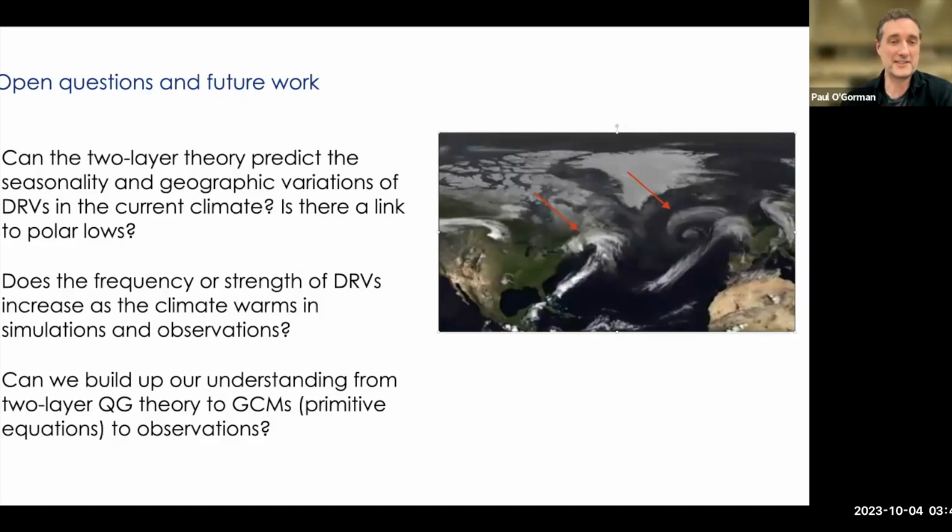I think a big question is, does the frequency or strength of diabatic Rossby vortices increase as the climate warms in simulations and observed trends? We're looking into that. On the simulation side, it also would be interesting to look at it in observations. So for the simulations, looking at more realistic simulations in summer, for example. And then theoretically, we still need to build up our understanding from two-layer QG theory, which we've got a theory for, to primitive equations, maybe semi-geostrophy in between as well could be interesting, and to observations. So we have some understanding, but we need to expand over a hierarchy of models and observations.